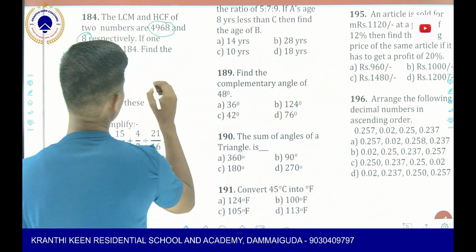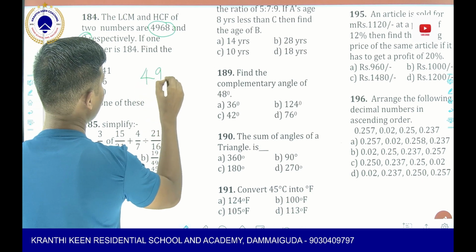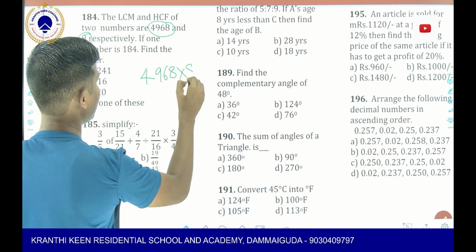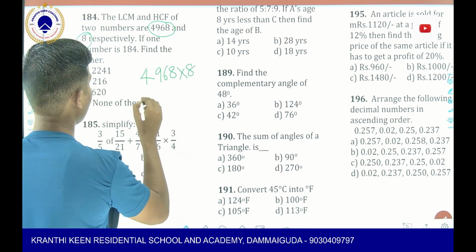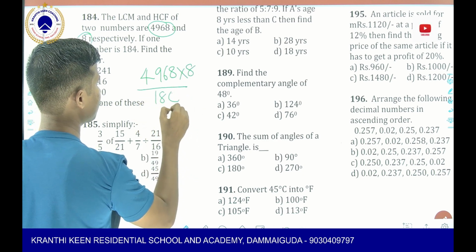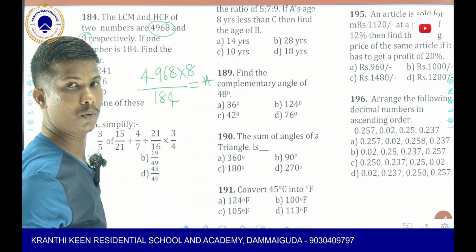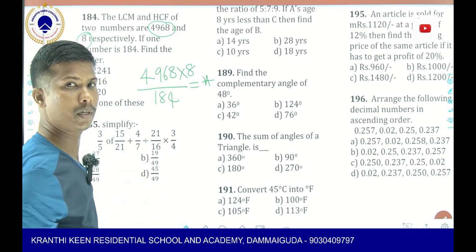This one. You see, 4968 into 8 by 184 is equal to that number we get. Why have we written by 184? Because 184 multiplied on this side comes to the other side as divided by 184, no?